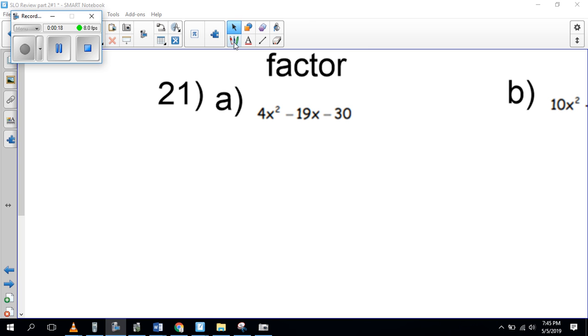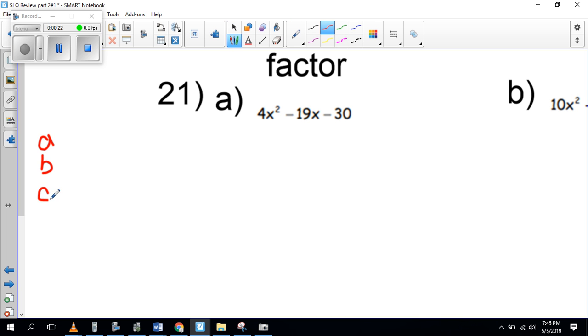So the first thing we want to do here is list our A, B, and C. And we're going to notice something off the bat about our A. So our A is 4. Ding, ding, ding. If A is not 1, that means we got to do more work. Okay, B is negative 19, and C is negative 30.